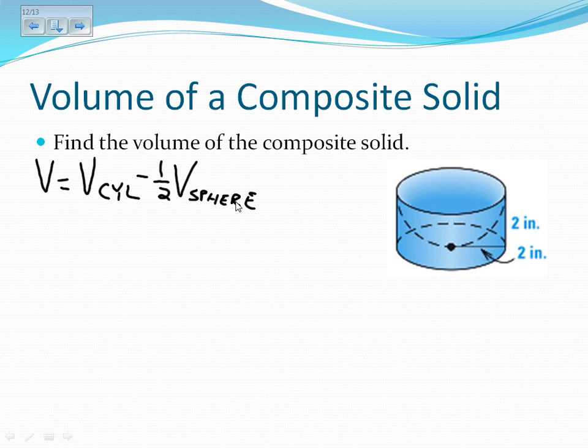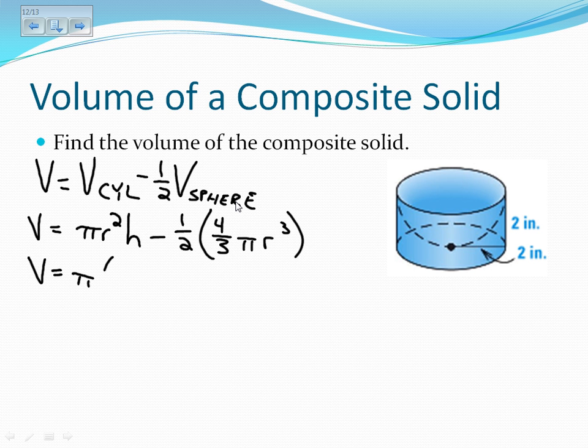The volume of the cylinder is pi r squared h, minus half the volume of the sphere. What's the volume of the sphere? 4/3 pi r cubed. I think they give us everything we need, so we just plug and chug. The volume is equal to pi. What's r for the cylinder? 2 squared. What's the height? 2. Minus. Let's multiply these two fractions together.